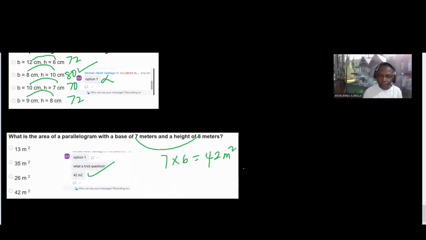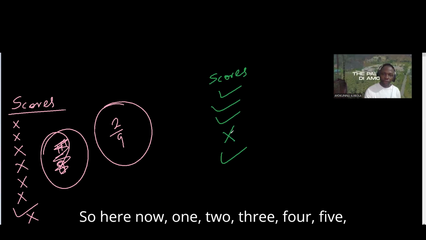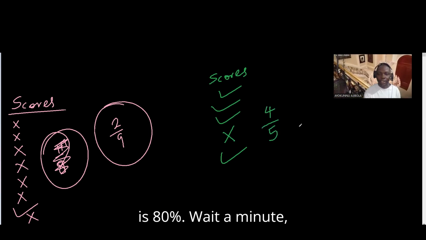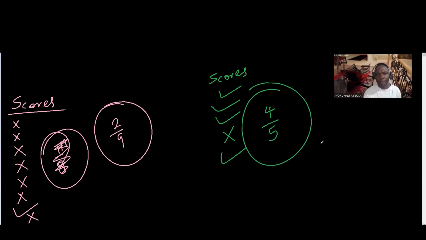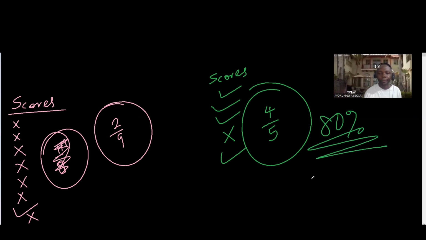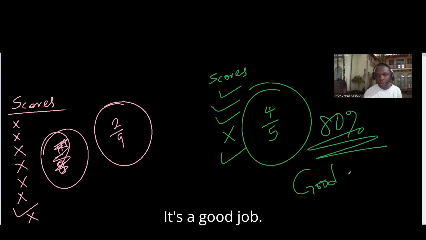That's a good job. So here now, 1, 2, 3, 4, 5. You get 4 out of 5. And that is 80%. Wait a minute. Okay, 80%. That's good. It's a good job.